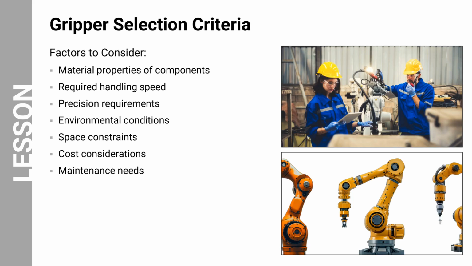Space limits in your work area might rule out larger gripper types. Cost includes both buying the gripper and running it over time. Maintenance requirements show you how much upkeep the gripper will need. Each factor directly impacts whether the gripper will work well for your specific task.